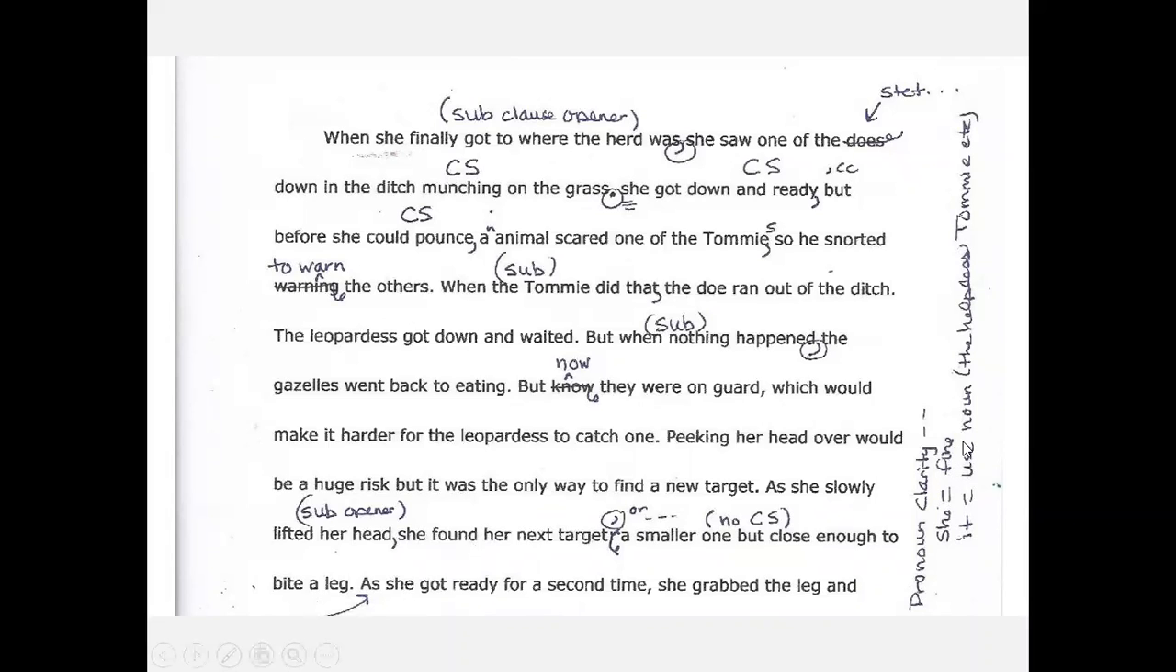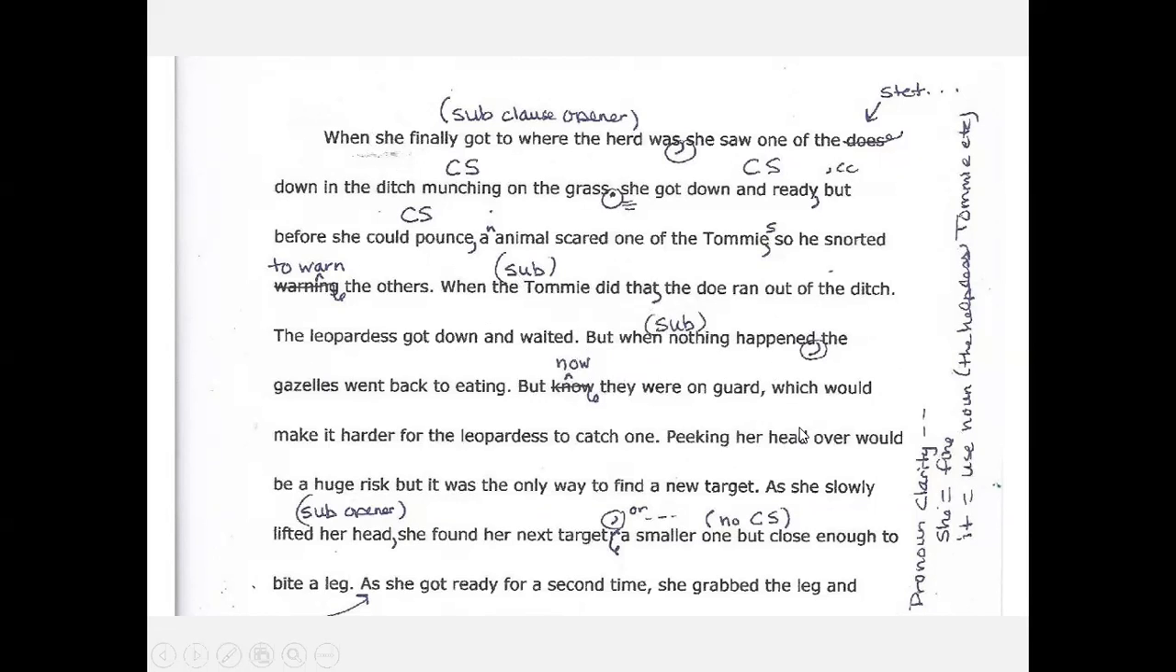So she is fine. Use the noun, the helpless Tommy, etc. Okay, so she has the leopardess as being she, and that works really well because the Tommy can either be a he or an it. And then you don't have pronoun incompatibility, right? Because the she will always be the lioness and the he or the it will always be the little Tommy.